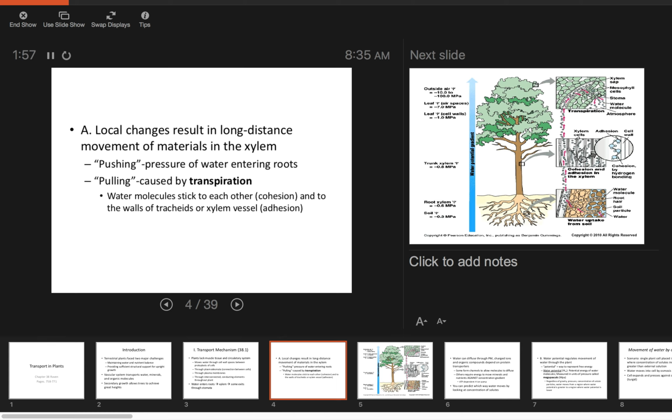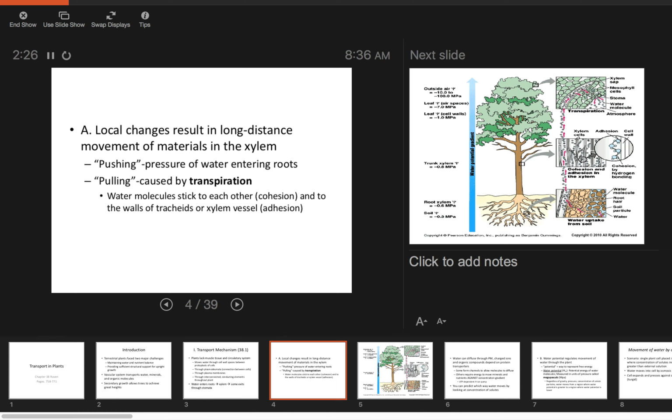Water is cohesive, and it's also adhesive. Water molecules like to stick to each other because of their polarity: the negative oxygen and the positive hydrogens interact with the opposite charges of other water molecules. So we have cohesion, water hanging out together, and adhesion, sticking to the sides or inside walls of the tracheids or even the xylem vessels. Both of these forces interact to pull water molecules, like pearls on a string, up through the xylem.